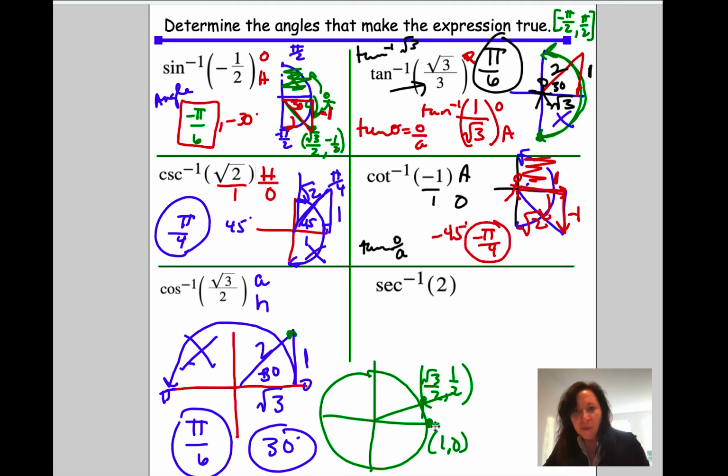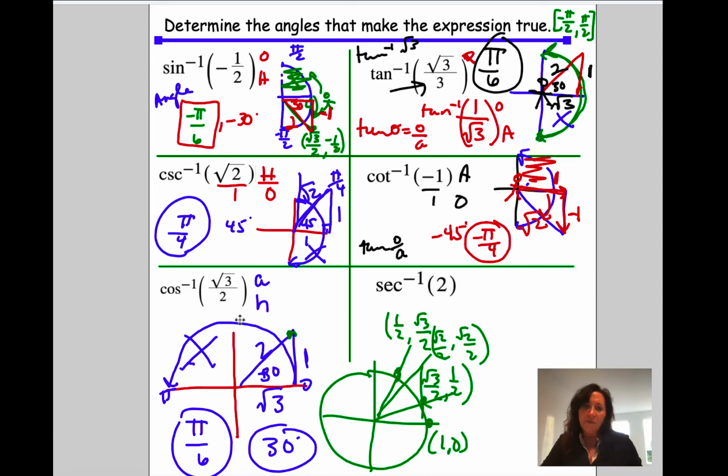And remember, it goes cosine, sine. The next point here, which was root 2 over 2, comma, root 2 over 2. And then the last point here, which was our 60-degree angle, would have been 1/2, comma, root 3 over 2.